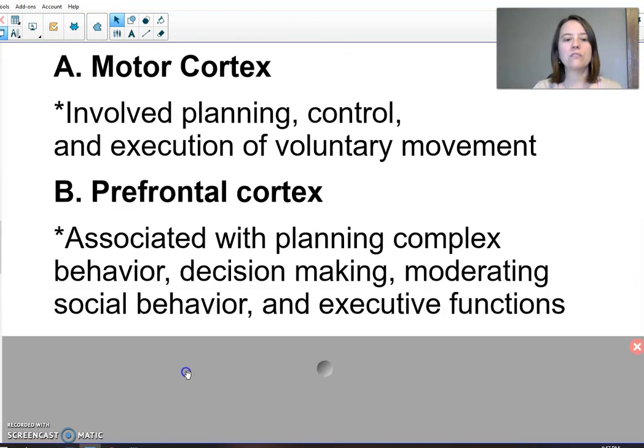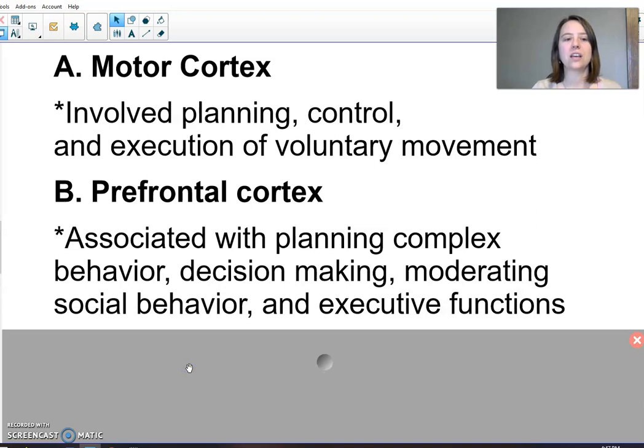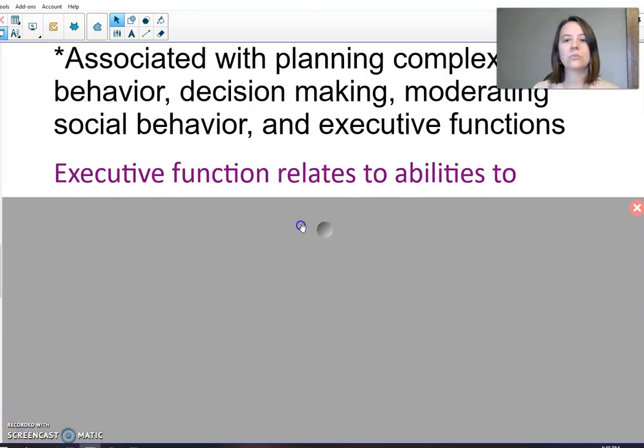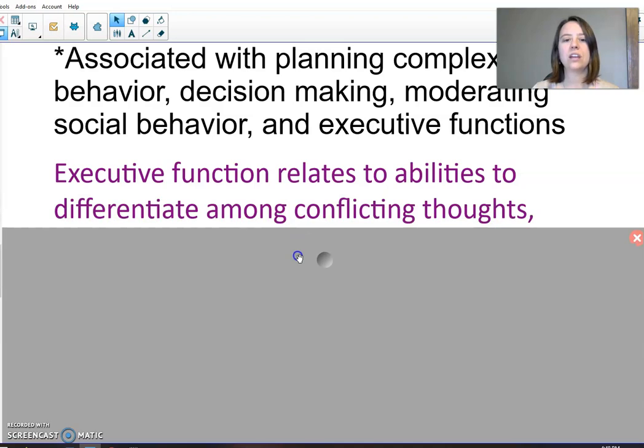Also, you have a prefrontal cortex, which is the front of the frontal lobe, and this is associated with planning complex behavior, decision making, and moderating social behavior, as well as executive functioning. And we're going to talk a little bit about what executive functions are. Okay, so executive functions relate to abilities to differentiate among conflicting thoughts, like perhaps I really want to check TikTok versus I want to get this video done.